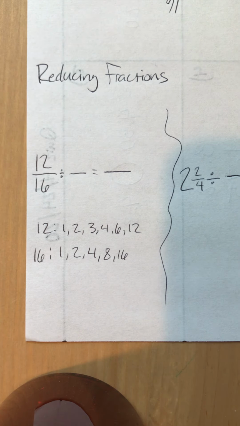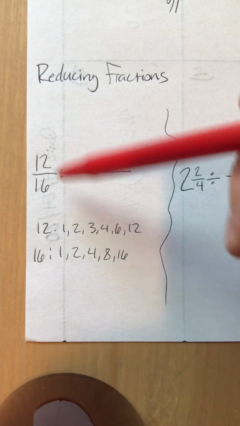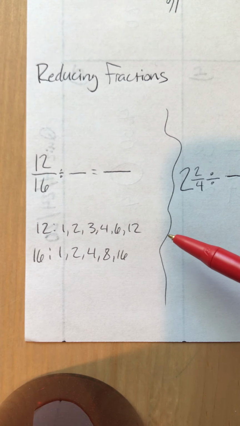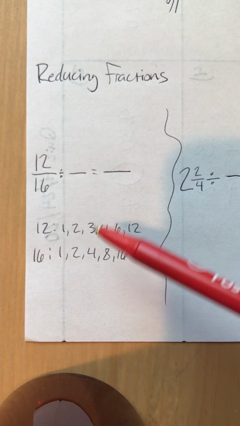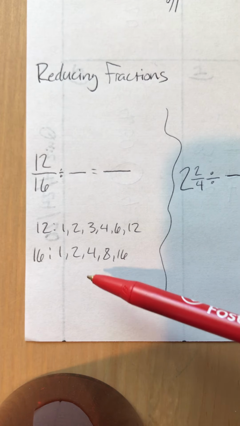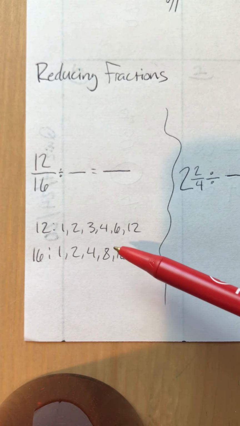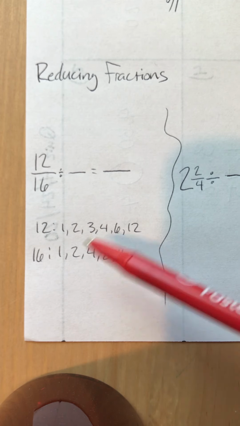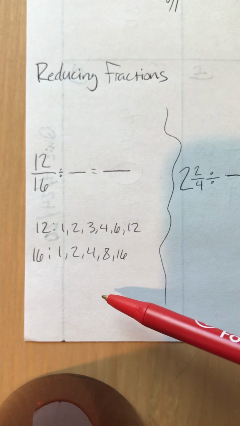The most reliable way is by listing out your factors, so the numbers that you would multiply together to equal a product, or to equal these numbers in this case. So I could list out the factors of 12. 1 times 12 is 12, 2 times 6 is 12, 3 times 4 is 12. I can do the same thing with 16. 1, 2, 4, 8, and 16 are all factors of 16. 1 times 16 is 16, 2 times 8 is 16, 4 times 4 is 16.